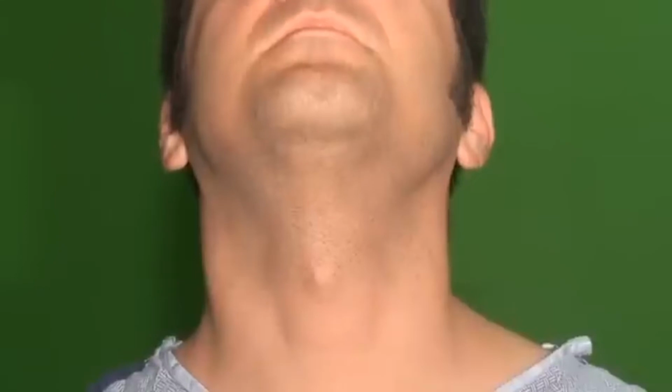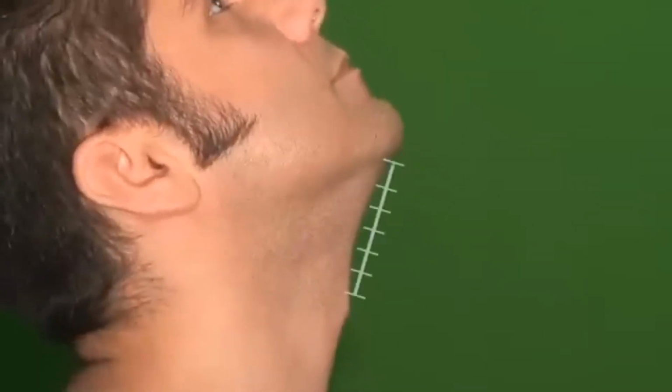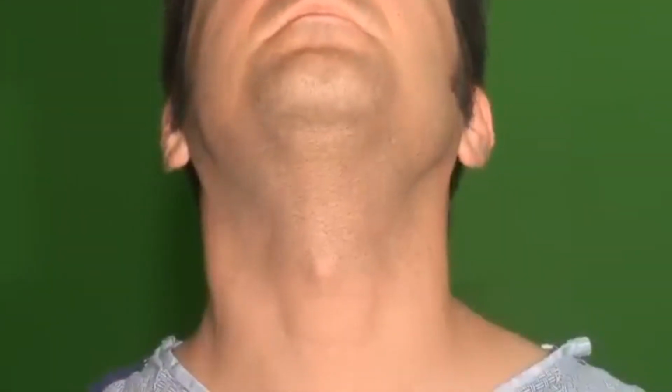How long is the thyromental distance? A distance less than 6 centimeters is associated with a short mandible and represents another non-reassuring sign. This distance should be evaluated with the head in maximum extension.